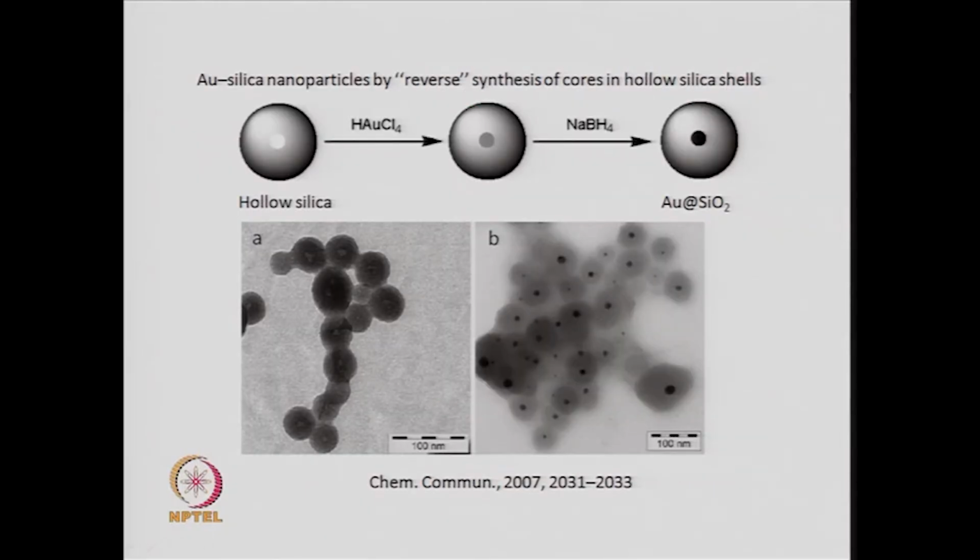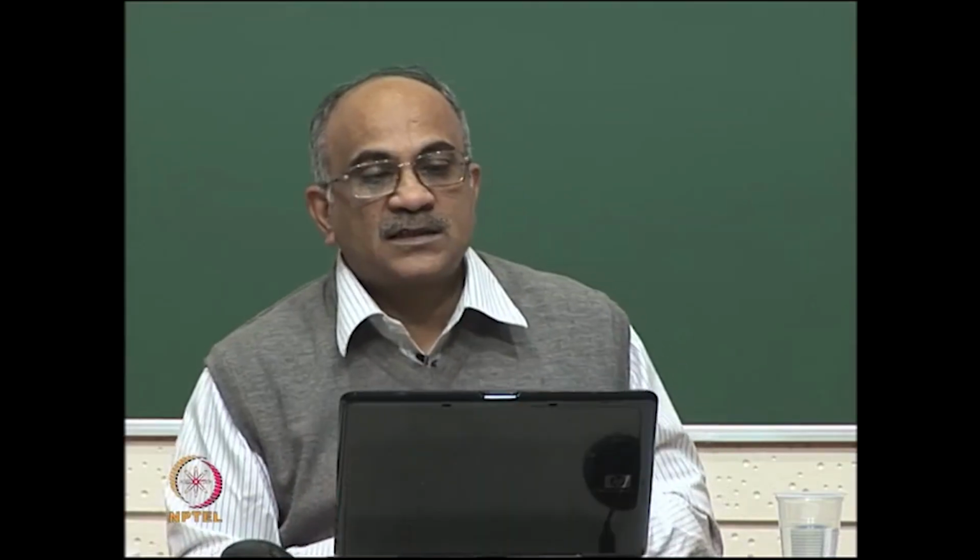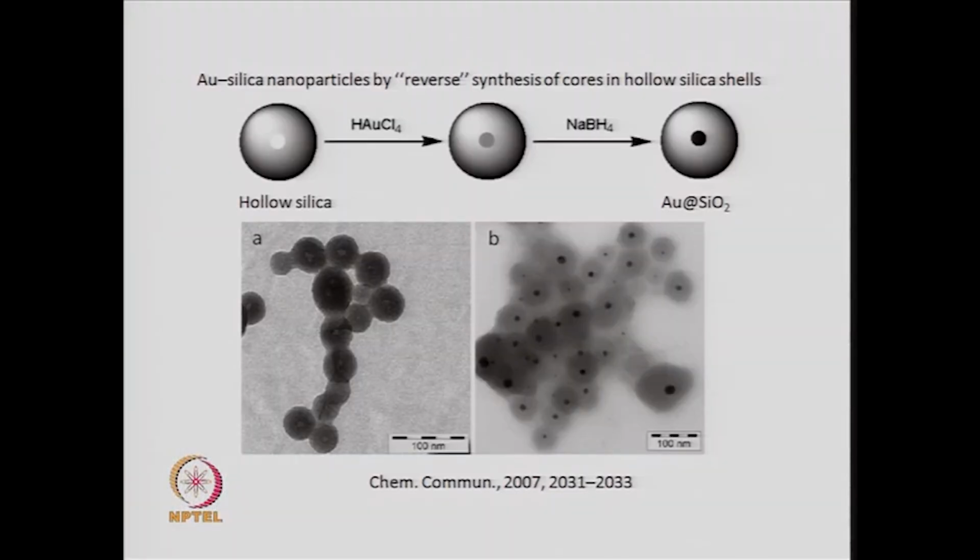This is another example of how a hollow shell can be used to make a core shell structure. So, this is an application of making a core shell structure starting from a hollow shell. You start with a hollow shell of silica, there is nothing inside here, this is a silica shell. Add auric chloride, that is the source of gold ions, and then you add sodium borohydride.